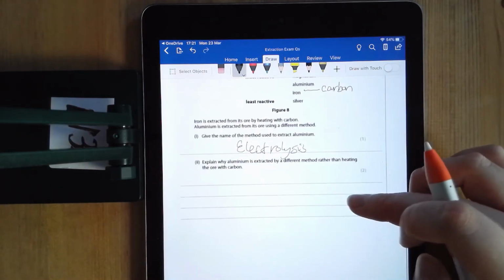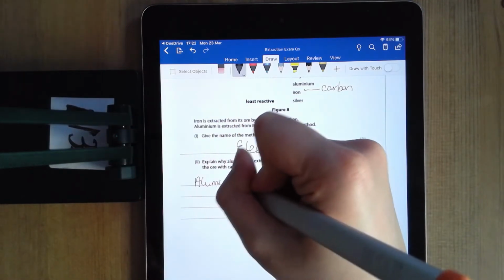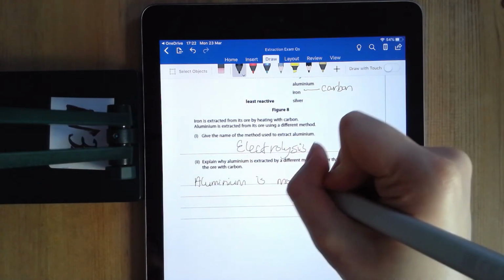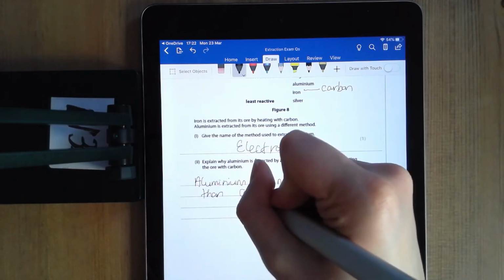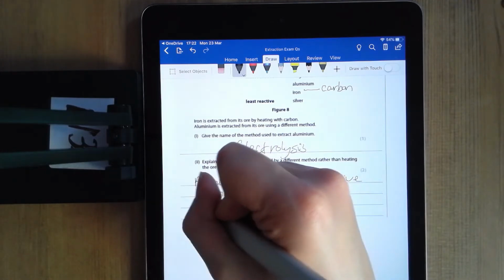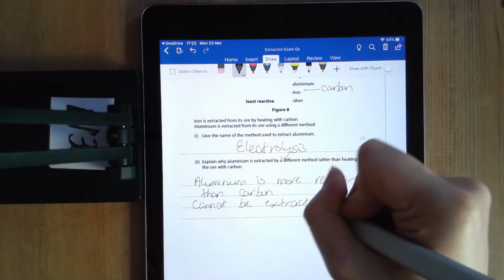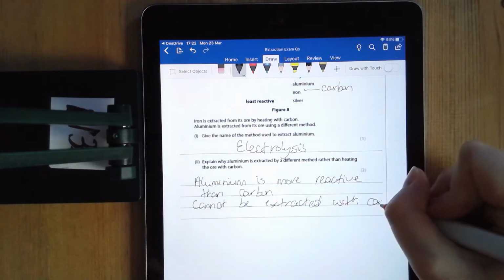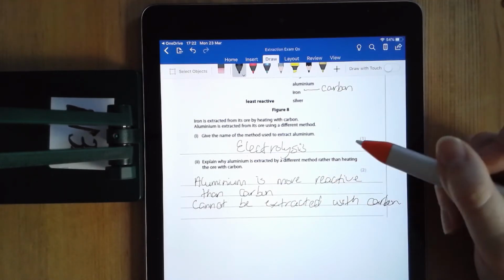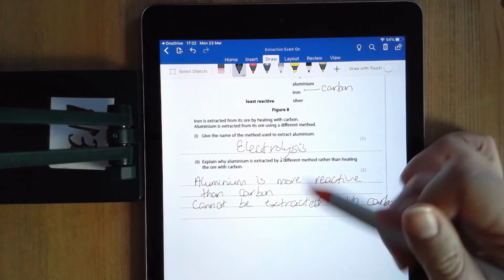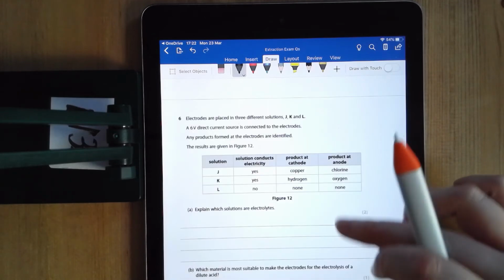Explain why aluminium is extracted by a different method rather than heating with carbon. You are going to tell me aluminium is more reactive than carbon. Therefore, it cannot be extracted with carbon, and you're going to use electrolysis instead. You could have written it the other way around. You could have said carbon is less reactive than aluminium, therefore it cannot be extracted with carbon. But you just need to tell me that aluminium is more reactive than carbon, therefore carbon's not going to be used to extract it.